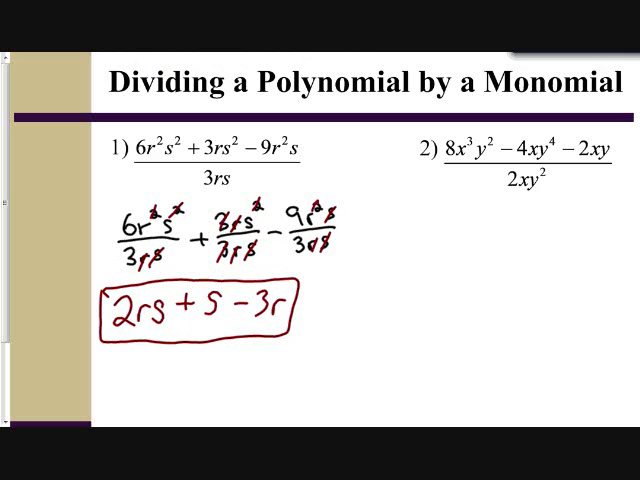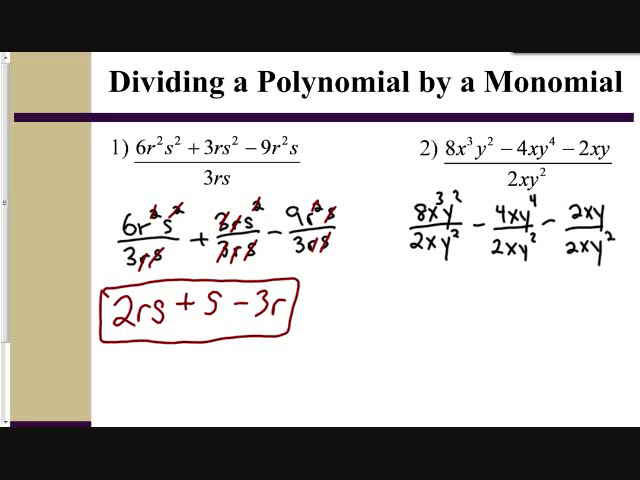And we can apply the same idea to the second problem, where we're going to take each term in the numerator and divide separately by the monomial in the denominator. So really we'll have 8x cubed y squared over 2xy squared minus 4xy to the fourth over 2xy squared minus 2xy over 2xy squared. And then we do our properties of exponents and simplify from here.